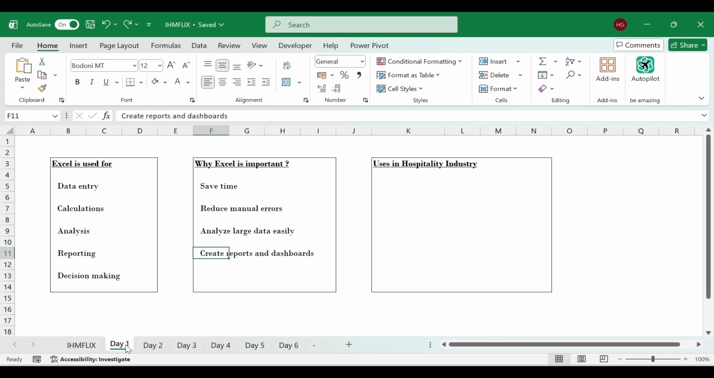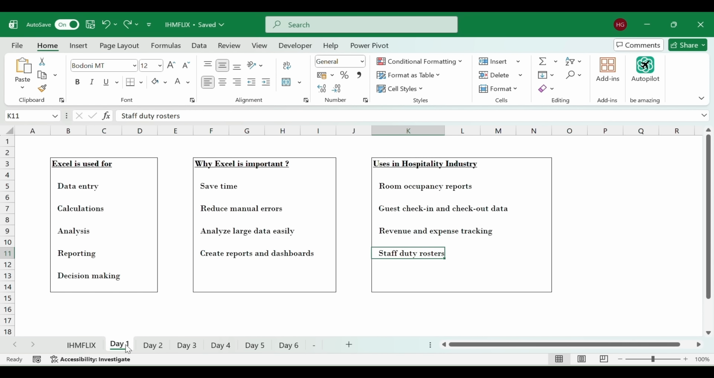Now, if we take an example of the hospitality industry, Excel is used in various ways, like for collecting day to day data about the room occupancy report, guest check in and check out data, revenue and expense tracking, and distributing the daily duties of the staff through staff duty rosters. And I believe one of the major uses of Excel in this industry is for inventory and food cost management so that one is able to understand whether they are working within their budgets or not.